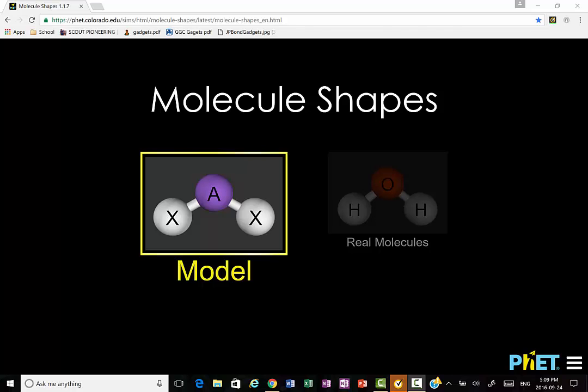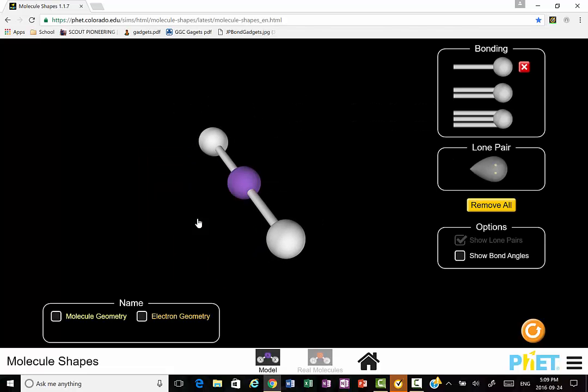Okay, so when you open the site, the front page will give you two choices. You can either look at shapes of real molecules, like this water molecule here, or you could decide to go and make your own molecule using just general atoms, and that's what I want to do. So I'm going to click over here.